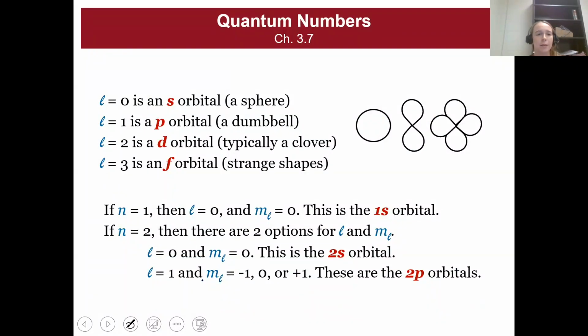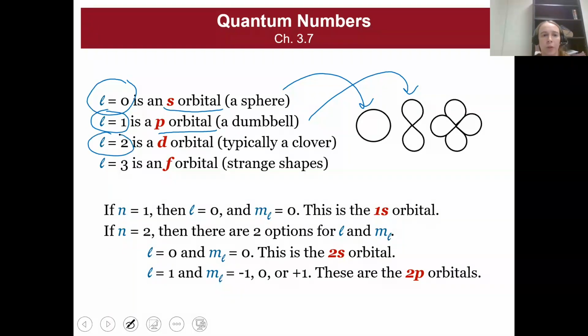All right, so I said that L defines the shape of the orbital, or the shape of the probability of finding the electron. So what does that mean? How do we know what shape it is based on what L is? Well, when L equals 0, the orbital is an s orbital, a sphere, like the first orbital we saw, that example. When L equals 1, it's a p orbital. A p orbital is this figure 8 or dumbbell shape. When L equals 2, it's a d orbital, which typically looks like a clover.